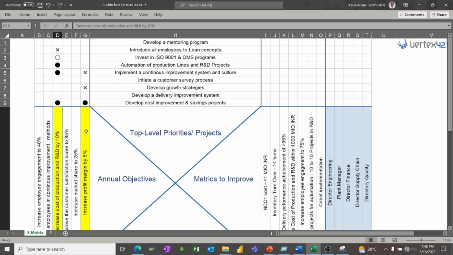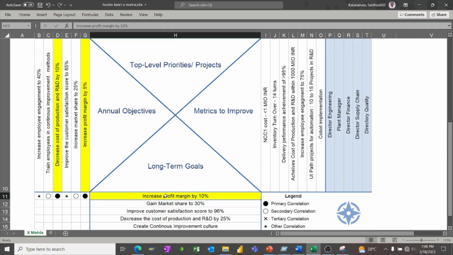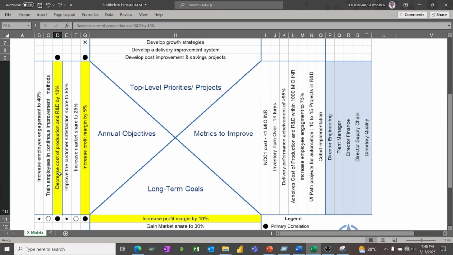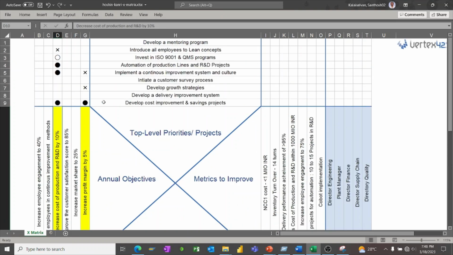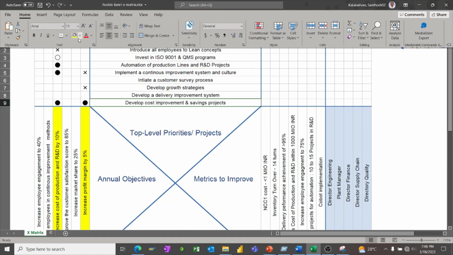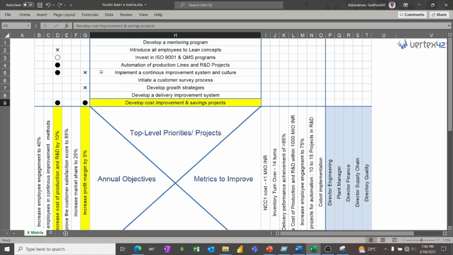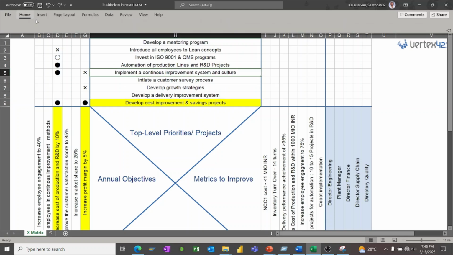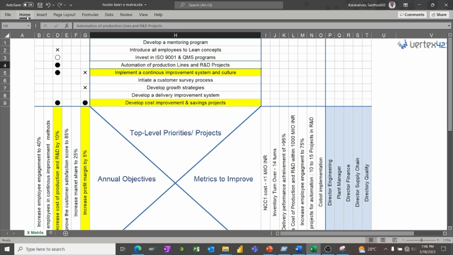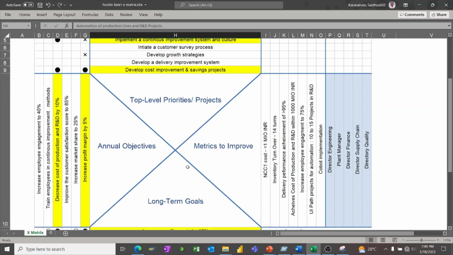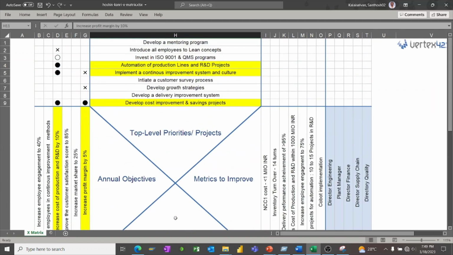Okay, so now you can see these two yellow. This is the profit margin. To achieve this long-term goal of profit margin of 10%, we identified these two annual objectives as primarily correlated. From this, we are identifying that develop cost improvement programs are primarily correlated with the annual objectives, which are highlighted in the yellow color. So now these are the top level priorities or projects which can help in achieving the long-term vision of profit margin by 10%.